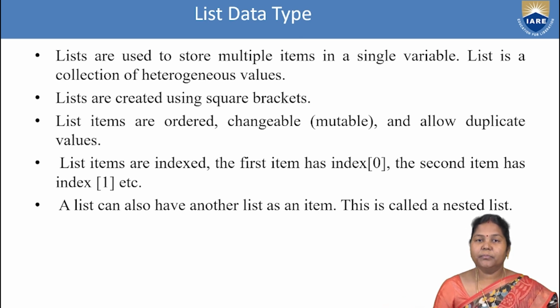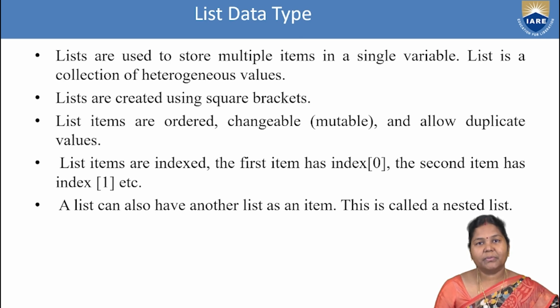One of the important properties of a list is its mutable nature, that is, it is changeable. If you want to add or delete some items from a list, it is allowed, and it also allows duplicate values. So these three important properties you have to keep in mind: one is that it is ordered, second it is mutable, and third it allows duplicate values. Also, within a list, a nested list can be written.